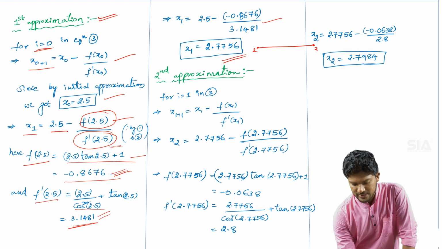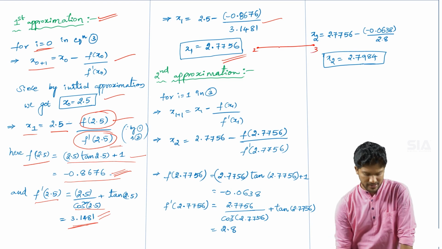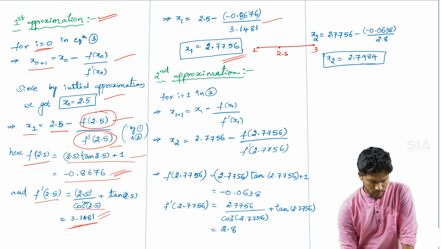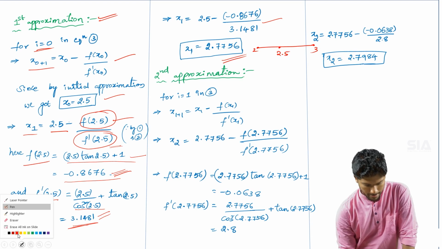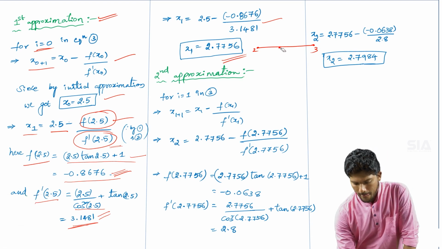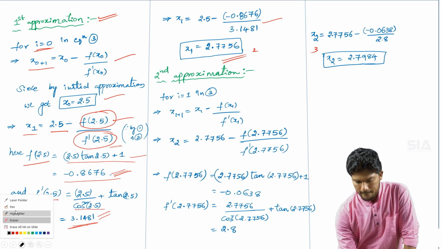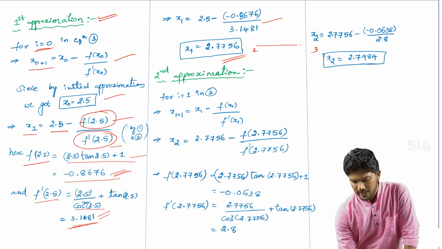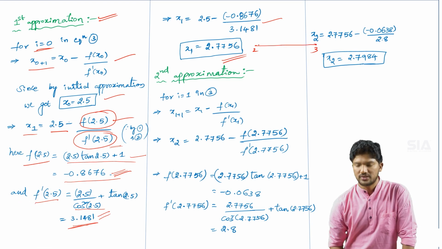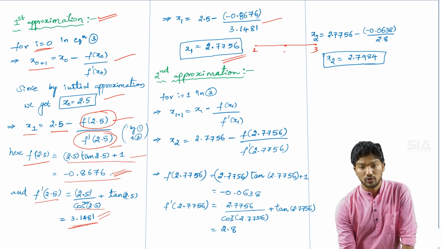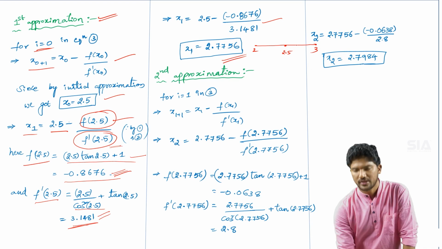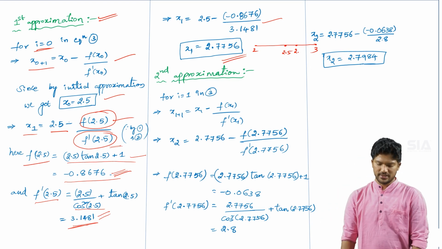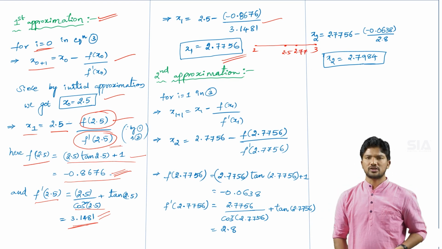2.5 is exactly between those 2 and 3. So 2.5 exists at the exact middle point of 2 and 3. Now here we got 2.7. 2.7 means it exists here, 2.77. Okay, 2.7756.